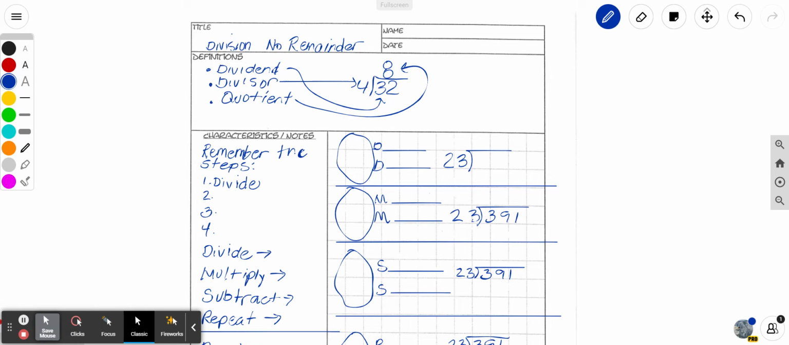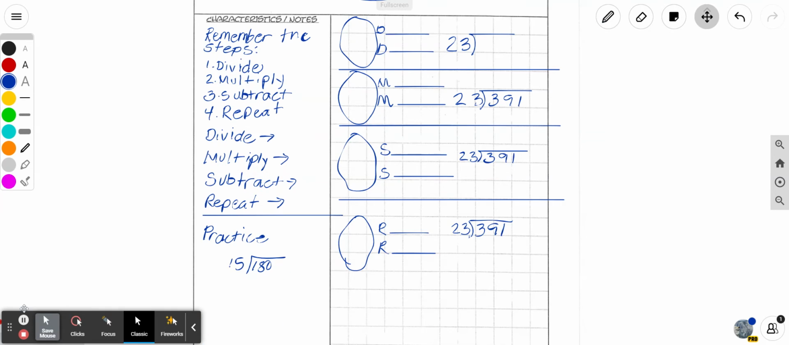Then we multiply. Then we subtract. Then we repeat those steps. Now, a little trick that might help you remember those 4 steps, divide, multiply, subtract, and repeat, are the words daddy, mommy, sister, rover.